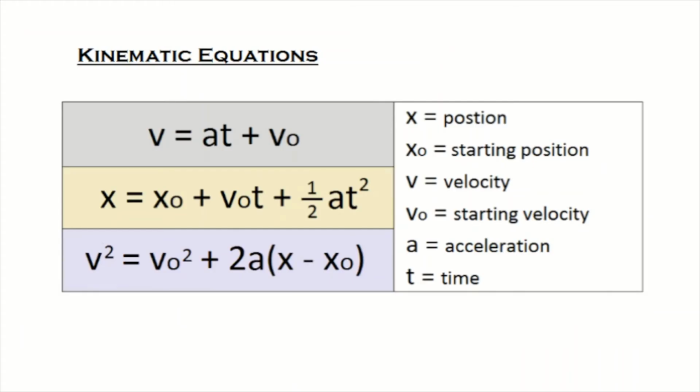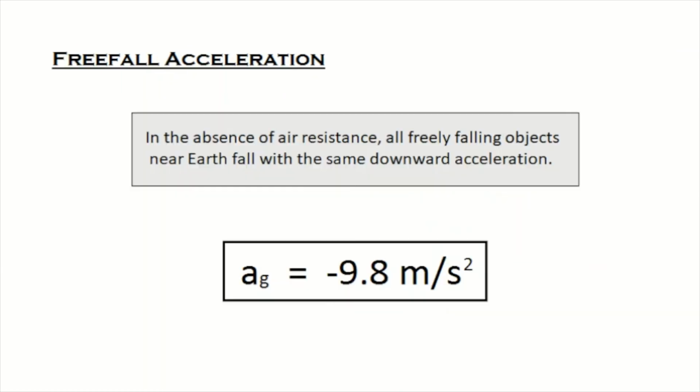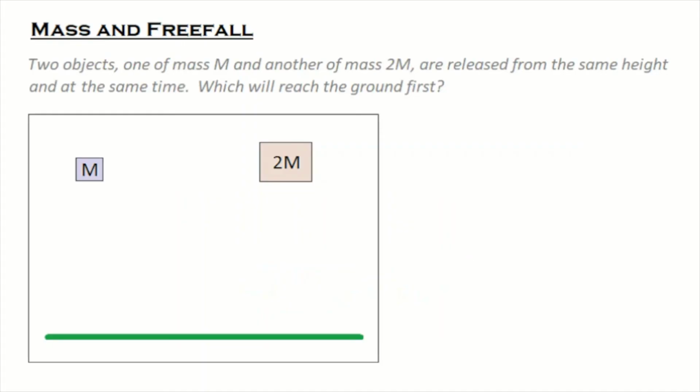Kinematic equations, the same three as previously discussed, just mentioning that there are no new equations to teach for this topic. You're just going to want to apply these to your problem-solving scenarios. Freefall acceleration, often called the acceleration due to gravity. This is the known constant value for objects that are freely falling near the Earth's surface. That value is negative 9.8 meters per second squared and is often on your class formula sheet.